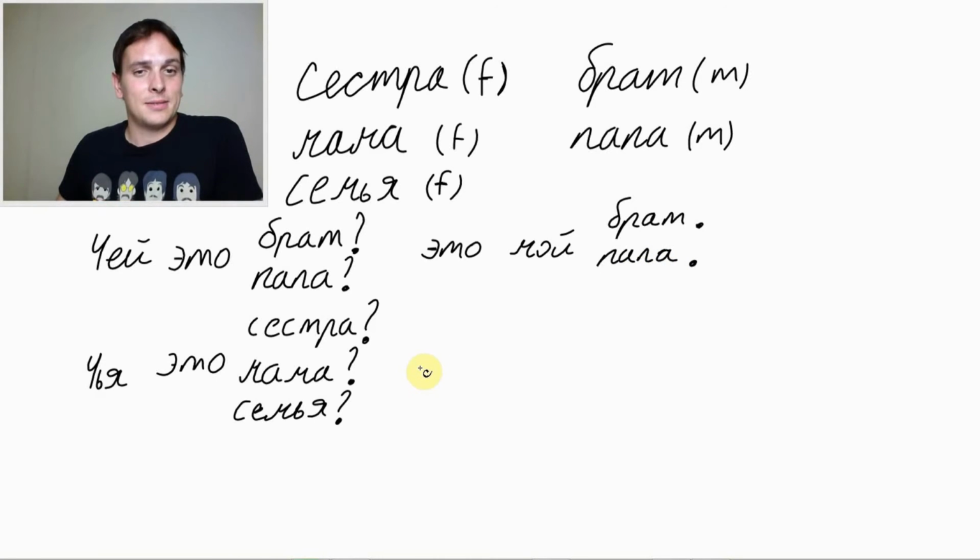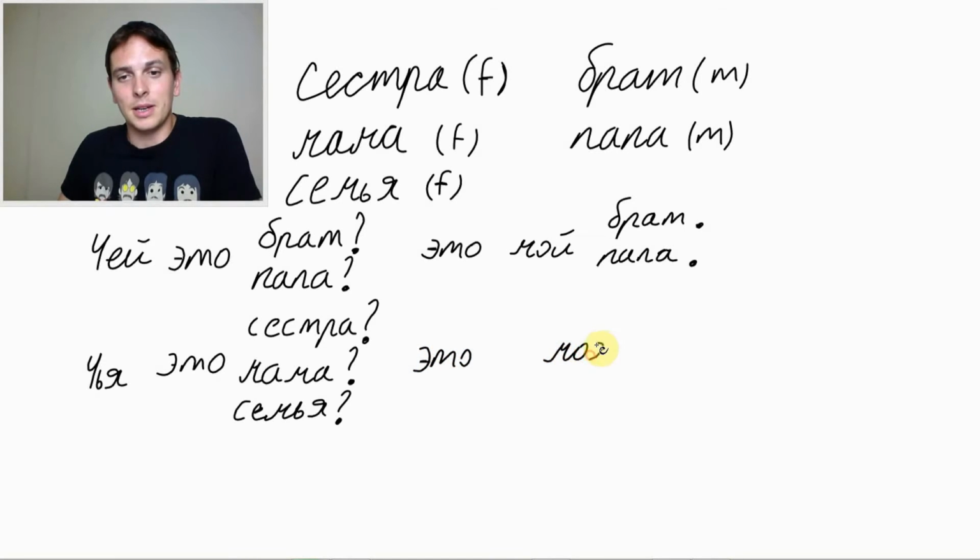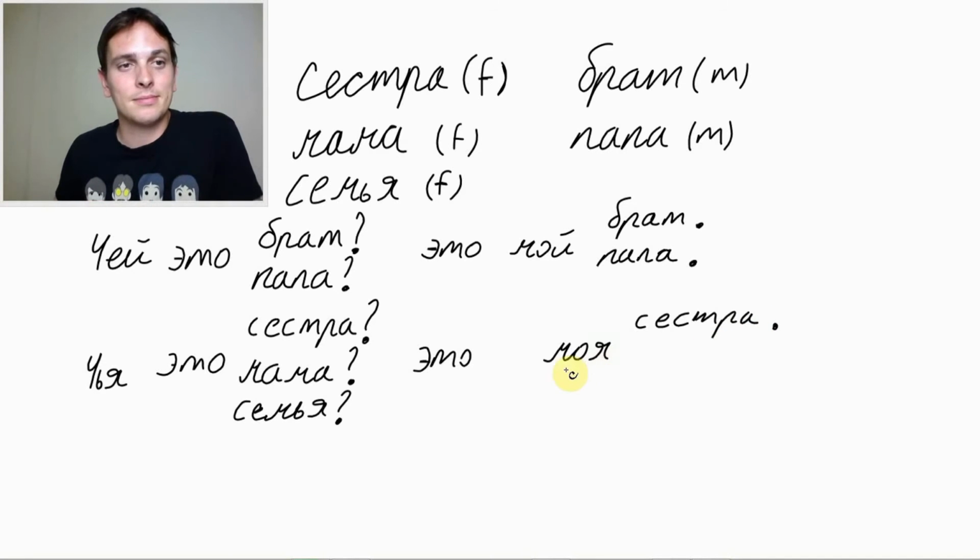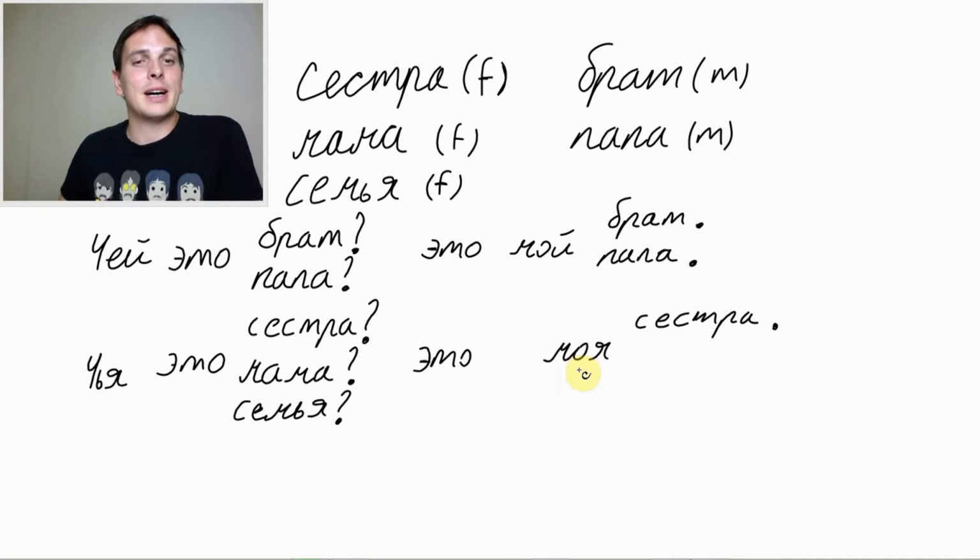Чья это сестра? Это моя сестра. For female, моя. Can you hear how I pronounce моя? О sounds like а in female mine. So, это моя сестра. However, for мой, О stays the same. Это мой брат. Это мой папа. Don't worry about this. This is a small nuance. You know it now. Try to use it. Try to remember because we will use мой, моя so many times. I hope you will memorize this. However, there is also a phonetic rule. You can learn it in a phonetic lesson.